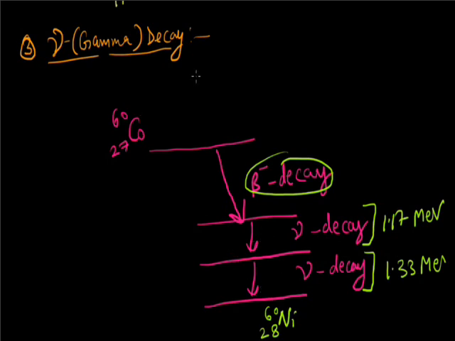This is gamma decay. Next class we will study average life, half life and the law of radioactive decay.